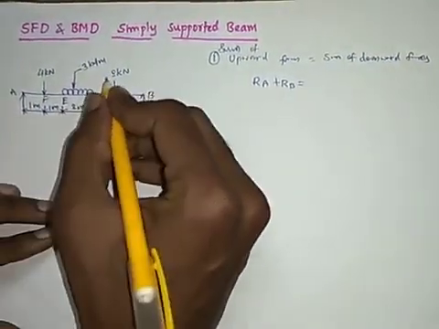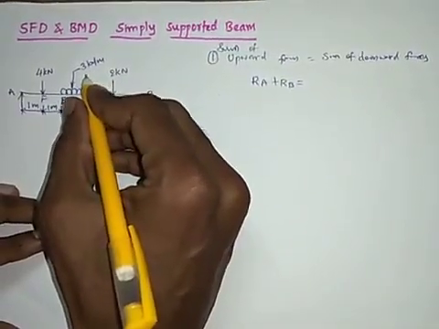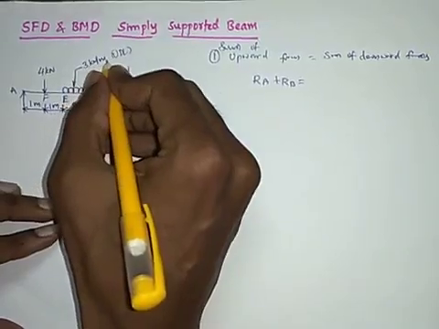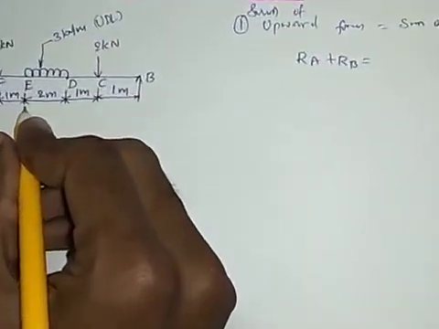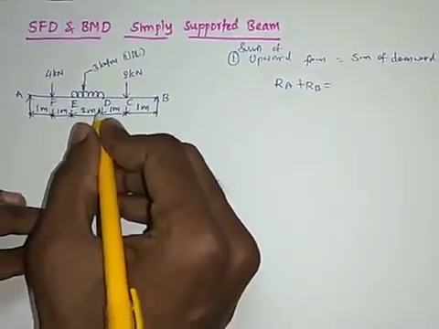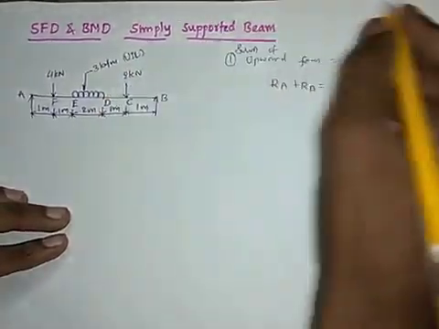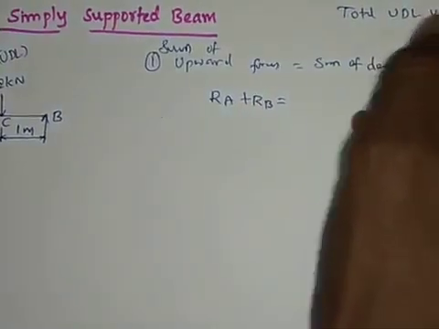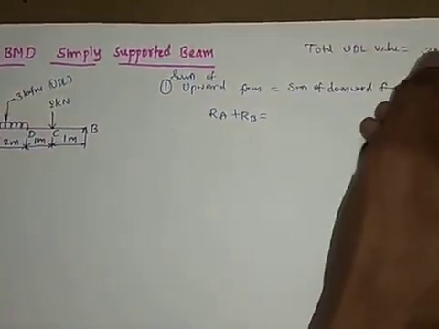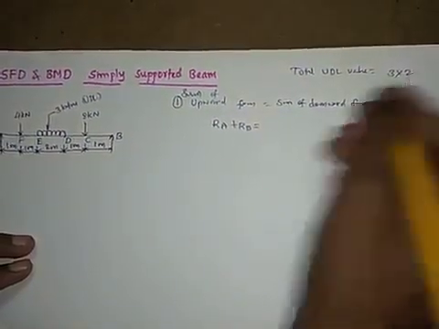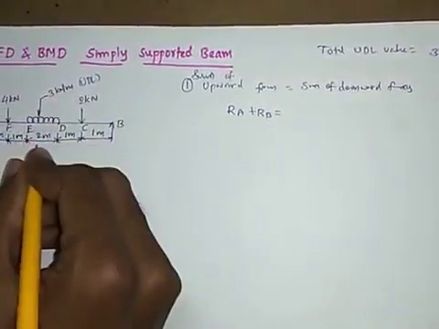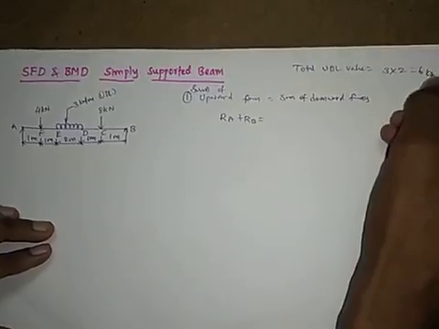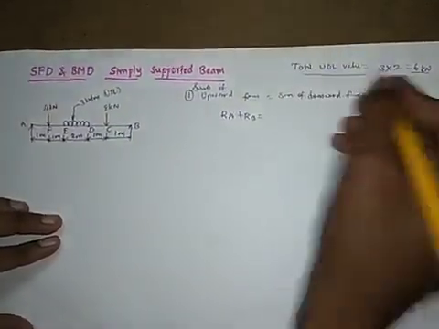and here a uniformly distributed load is given. This is called UDL, and the value given for this UDL is 3 kilonewton per meter, and this UDL is occupying a total of 2 meters. So the total value of UDL will be 3 into 2. Why? Because it is 3 kilonewton per meter, and it is occupying 2 meters. So 3 into 2, that is 6 kilonewtons. So this is the total value of UDL.